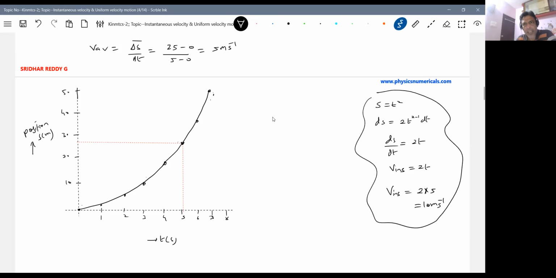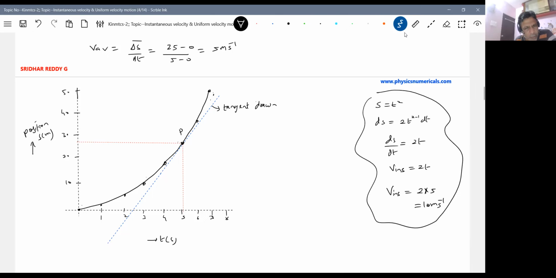Another method, draw a tangent. What you have to do? You have to draw a tangent at t equal to 5 seconds, corresponding to t equal to 5 seconds. Tangent. I think I'm unable to draw it. Just extend. Okay, make it a very big line. This is the tangent. Let me choose that point. Tangent drawn.